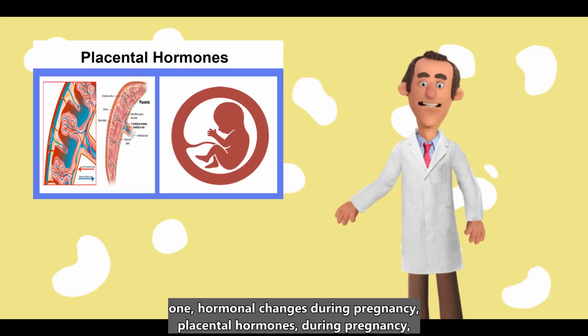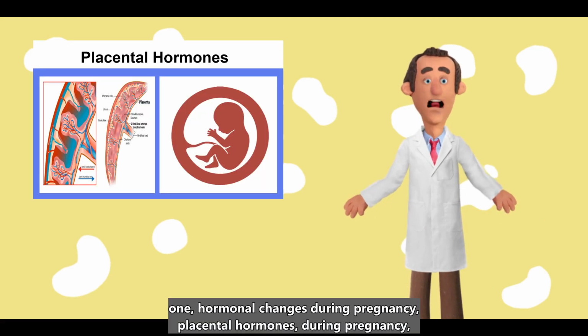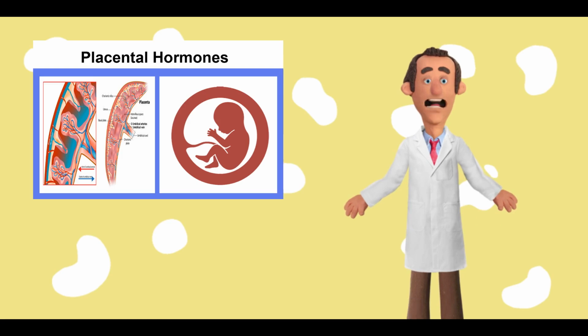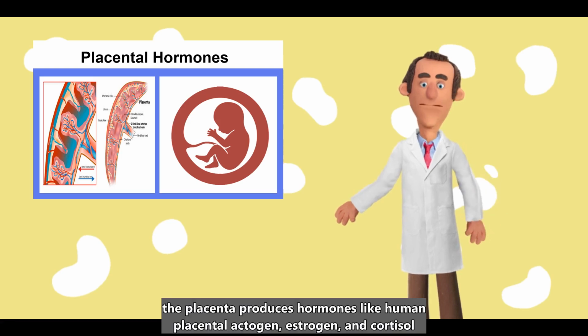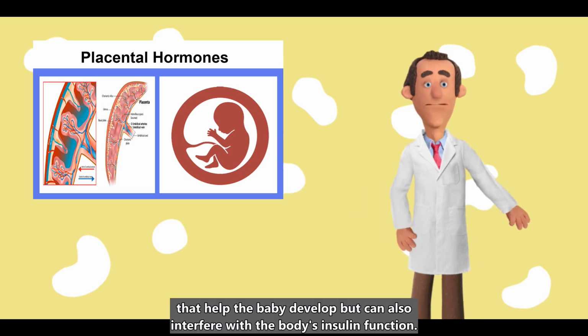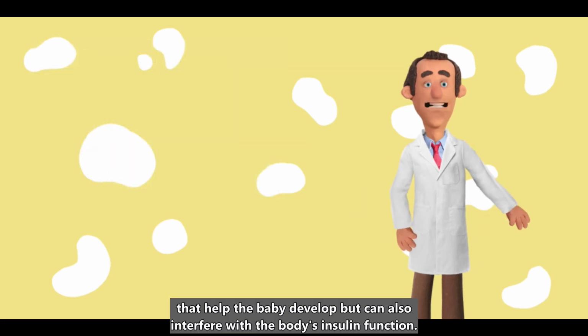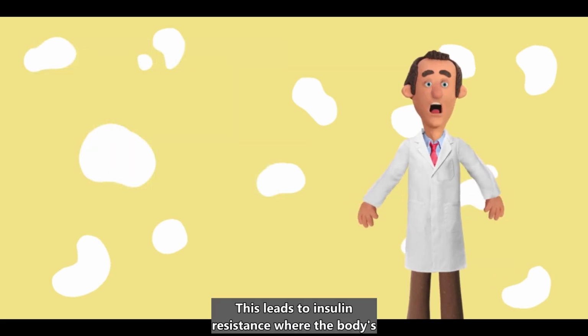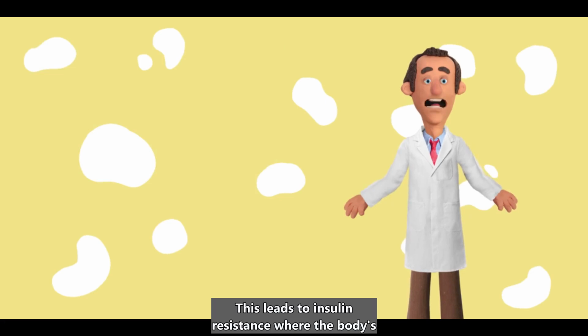1. Hormonal changes during pregnancy. Placental hormones. During pregnancy, the placenta produces hormones like human placental lactogen, estrogen, and cortisol that help the baby develop but can also interfere with the body's insulin function. This leads to insulin resistance, where the body's cells become less responsive to insulin.